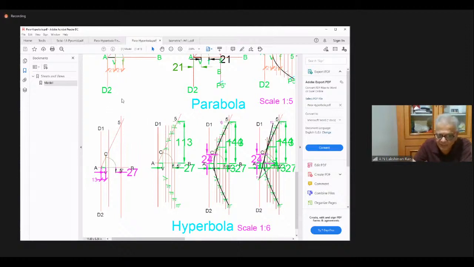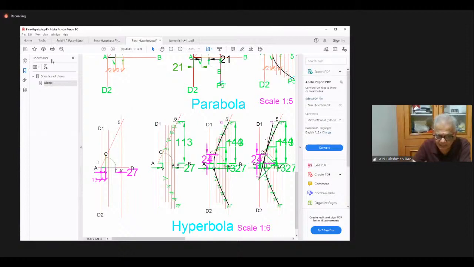Now, at V, draw a perpendicular. V as center, VF radius, draw an arc, cutting the perpendicular at C. Join AC.